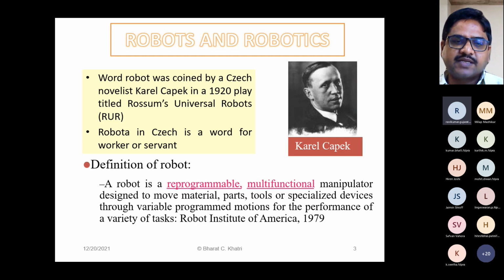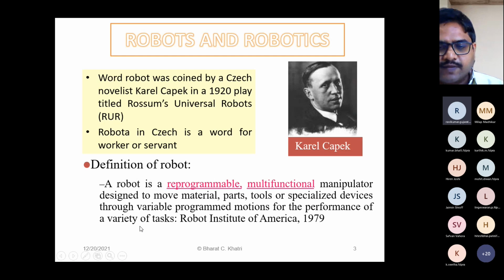This is the definition given by the Robot Institute of America in 1979. It describes what a robot is. It gives a clear idea of what you can call a robot, and how you can distinguish between a machine and a robot. A robot is a reprogrammable multifunctional manipulator designed to move material, parts, tools, and specialized devices through variable programmed motions for performance of a variety of tasks. This is a very good definition given by the Robot Institute of America.